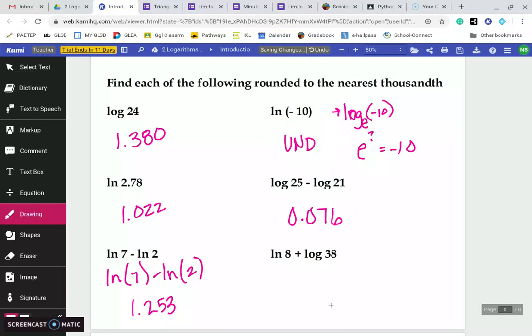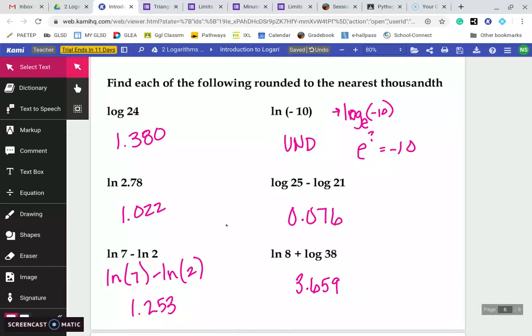And finally, this one here, you had the two different bases, natural log plus log of 38. Again, make sure you add your parentheses in there. So you should get 3.659. If you're unsure, if you couldn't get any of these, retype them in. If you still can't get them, shoot me a quick email and we'll try to figure out what's going on with whatever device you happen to be using, calculator or phone or whatever.